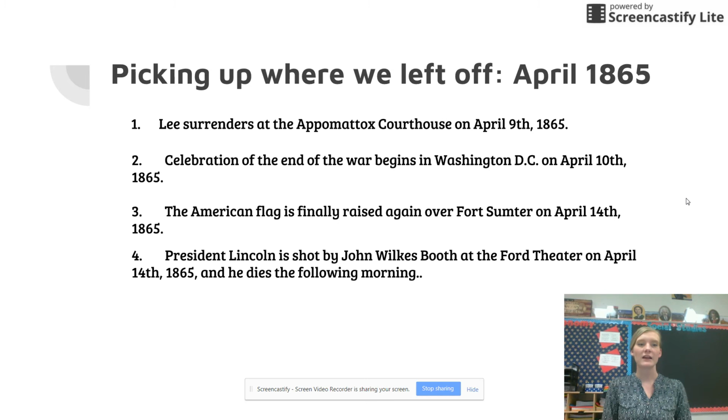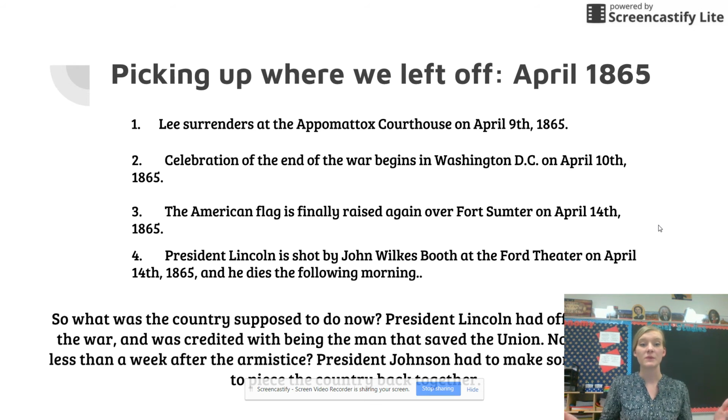And then it's like the record scratches, because President Lincoln is shot by John Wilkes Booth at the Ford Theater on April 14th, the same day the flag was finally raised over Fort Sumter, and he dies the following morning. So if you notice, less than 1 week after the end of the Civil War, President Lincoln is assassinated.